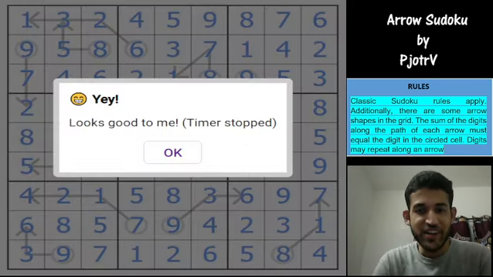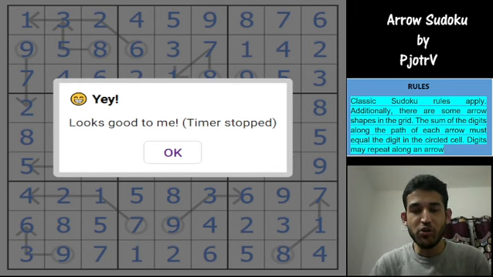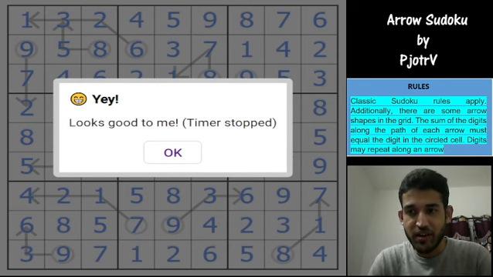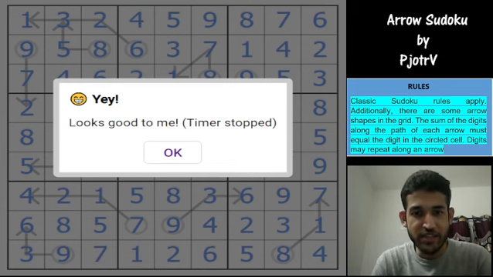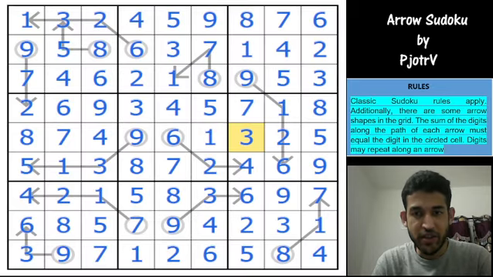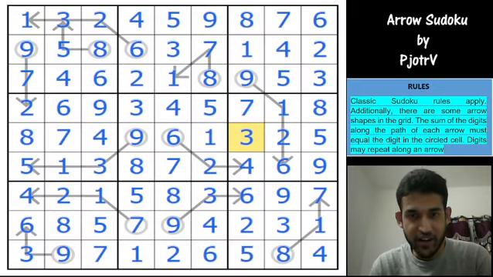And with that, we have completed this beautiful arrow Sudoku by Pjot Orvi, an author whose Sudokus we haven't covered previously on the channel. It was really excellent. The start logic was amazing, and it had every ingredient to make your day a really better one.